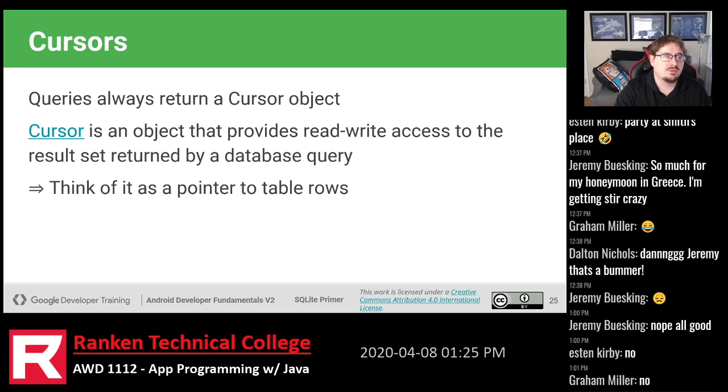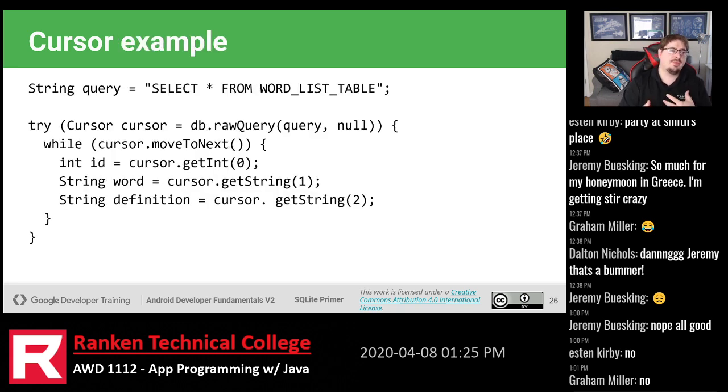So let's go through some quick examples of what that might look like with the cursor and how to read the cursor. Let's say I'm doing select star from word list table. Okay, so that's my query. I'm going to call db.rawQuery, pass in that string query that I have, no parameters because I've got no question marks, and then I'm going to save that cursor.